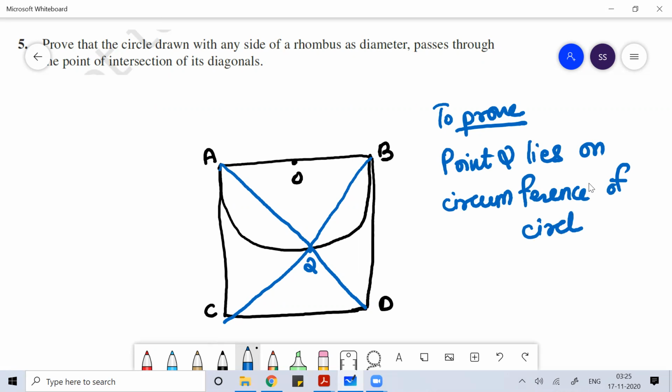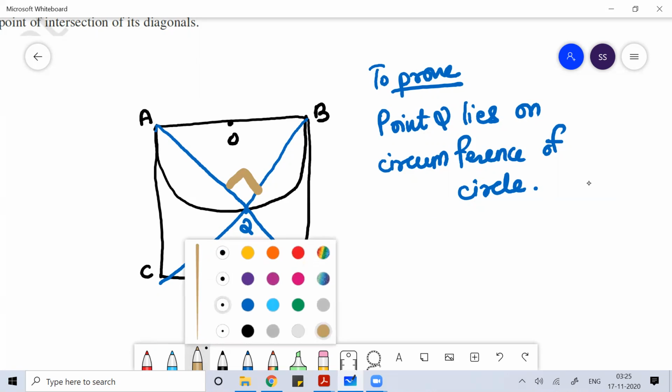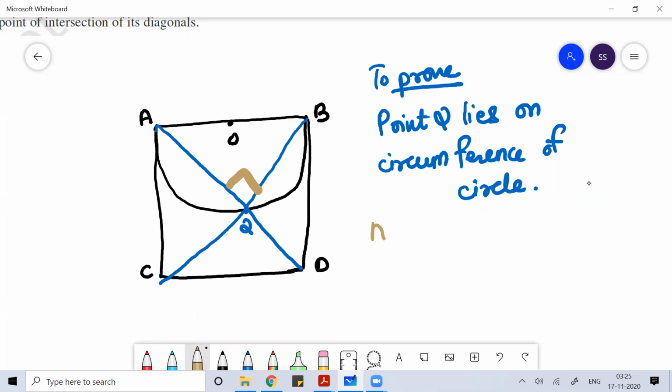As you know that ABCD is a rhombus, and in a rhombus the diagonals of the rhombus intersect at right angle. So you know that this would be 90 degrees. Why is this 90 degrees? Now the angle AQB is equal to 90 degrees.